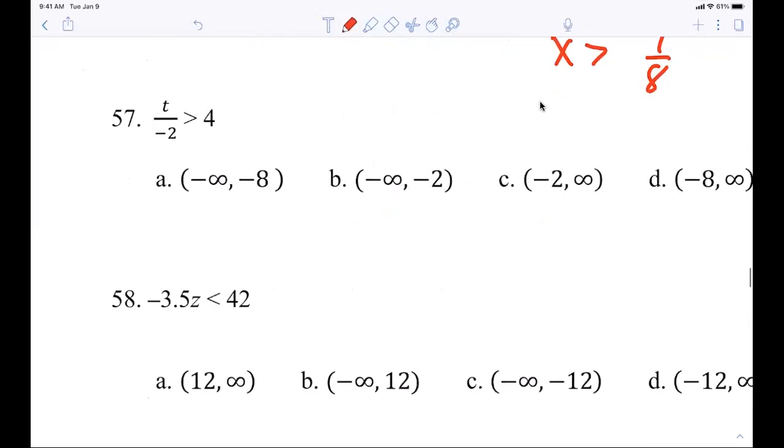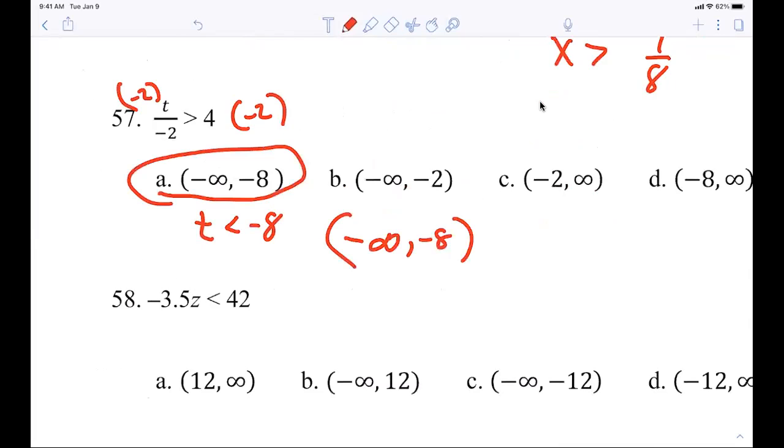57, we just multiply both sides by negative 2. However, when you multiply by a negative, what happens to the inequality sign? Switch it. Switches. So that means t is less than negative 8. If I'm less than negative 8, remember, negative infinity to negative 8.